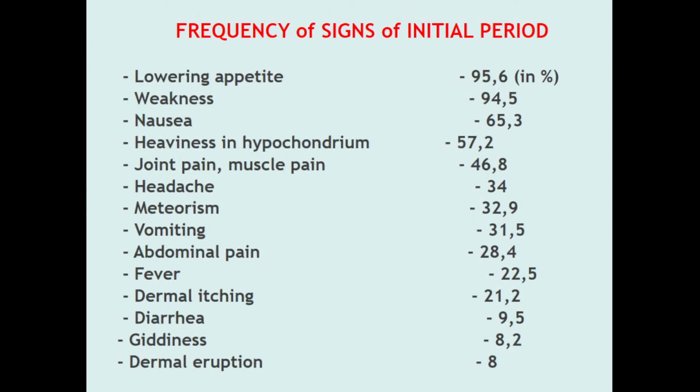Frequency of signs in the initial period: lowering of appetite 95%, weakness 94%, nausea two thirds of patients, heaviness in the hypochondrium 57%, joint pain, muscle pain 66%, headache 34%, meteorism 32%, vomiting one third of patients, abdominal pain approximately one third of patients, fever only 22%, dermal itching 21%, diarrhea up to 10%, giddiness 8%, and dermal eruption up to 8%.